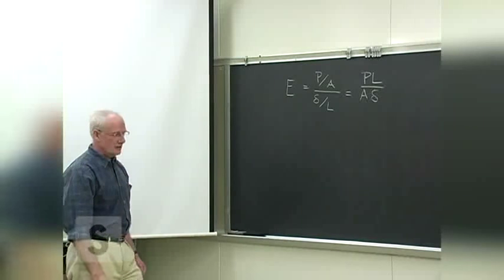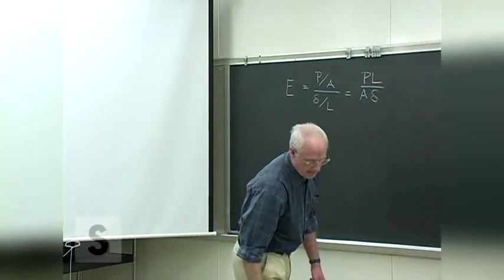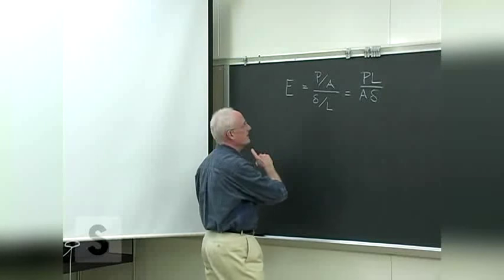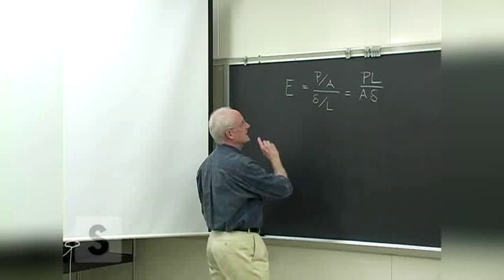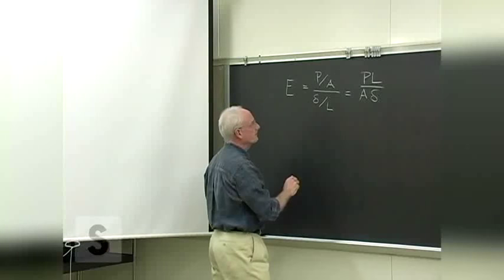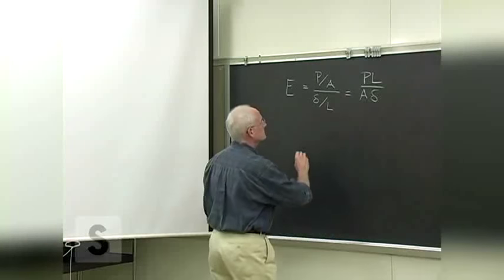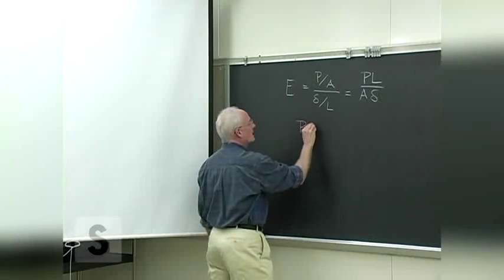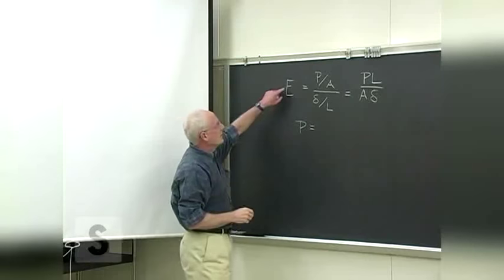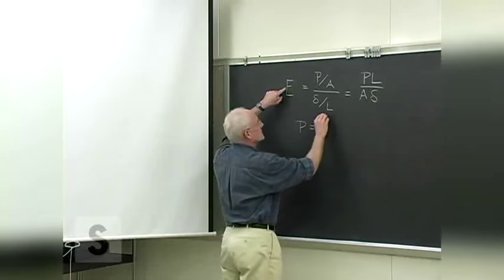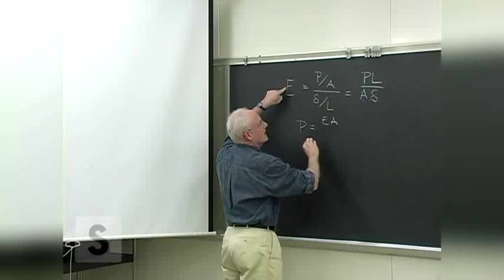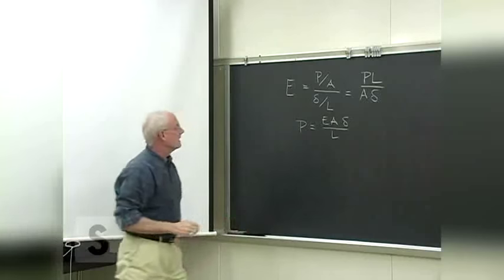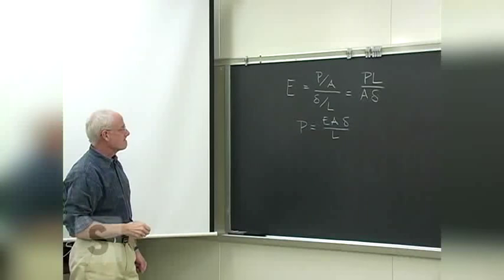If we move things around a little bit and do a little bit of quick algebra, we'll see something that is very familiar to what you've seen before. We'll bring the P over all by itself, and we'll put everything else on the other side. So that's going to be P equals E A delta over L. Is that right?